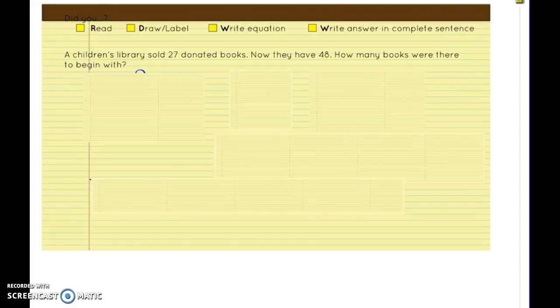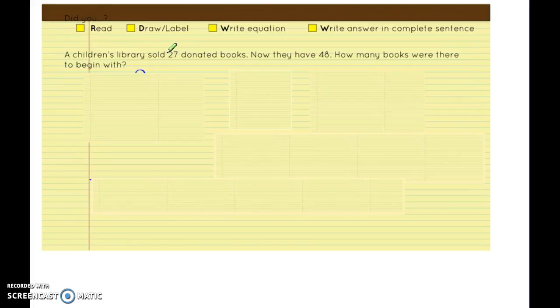A children's library sold 27 donated books. Now they have 48. How many books were there to begin with? So if I try and visualize this, I know that some books were donated, and now they have 48. But I don't know how many they had to begin with. So let's look at our numbers and then figure out what exactly we have to do on this problem.